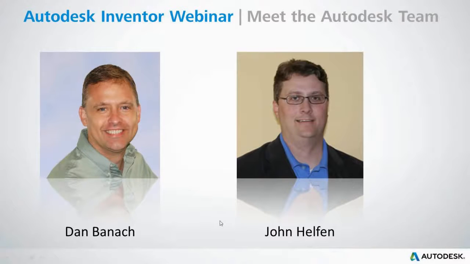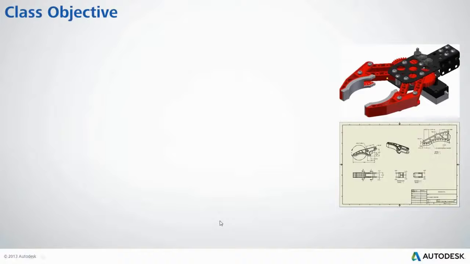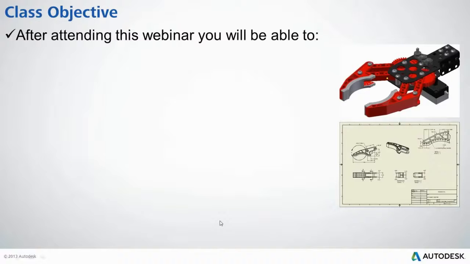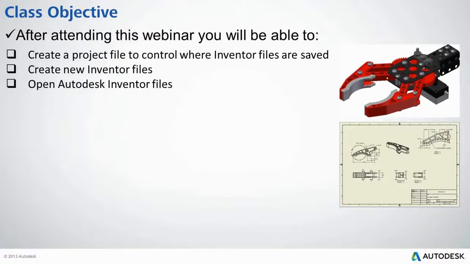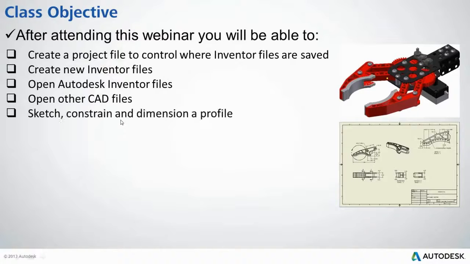So now let's get going in our presentation here. So our objectives for this webinar, we're going to start off and you're going to learn how to control where Inventor is going to be saving and opening files, and that's going to be done through a project file. You're also going to learn how to create new files inside of Inventor. Of course, we're going to learn how to open up files from Inventor and other CAD formats. So we know that you may have other CAD files that you're going to receive. We'll show you how to open up those.